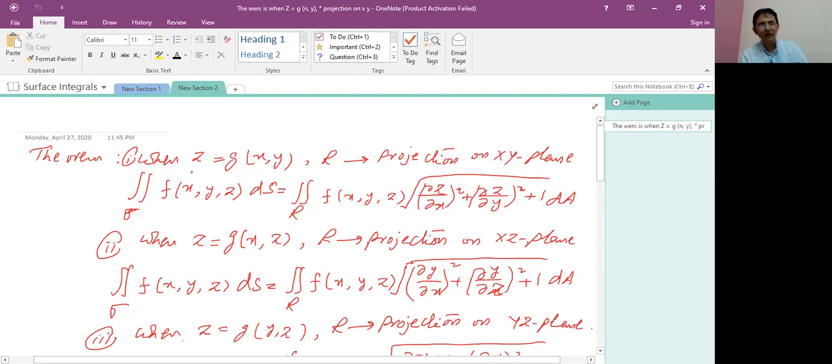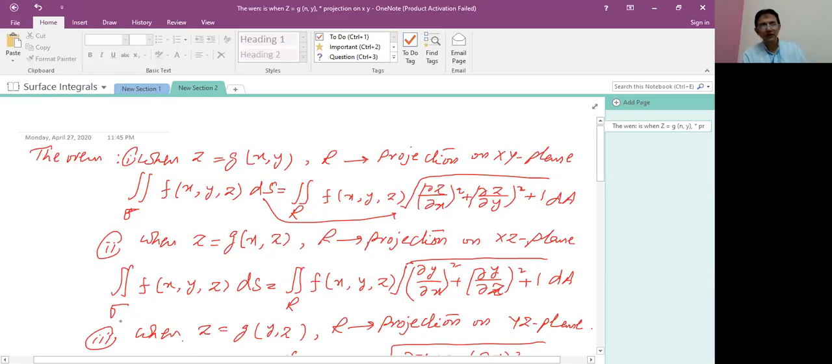The first condition is when z is equal to g of x, y, where R is the projection on the xy plane. When we consider the surface, the double integral over sigma of f(x, y, z) dS is equal to the double integral over R of f(x, y, z) times dS. What is dS? Students, dS is equal to the square root of (∂z/∂x) square plus (∂z/∂y) square plus 1, times dA. dA represents dy dx.